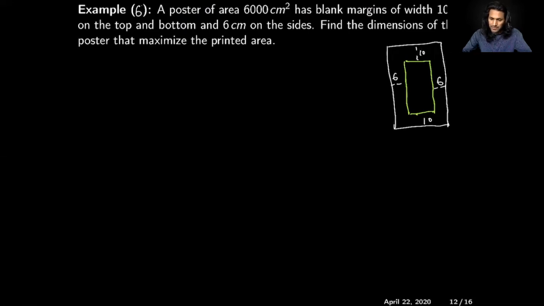So let's define some notation. I can fix x as the length and y as the width of my poster. Then the width of the printing area will be x minus 12, because we took 6 units from each side, and the length will be y minus 20. So the situation of the printing area is that the length is x minus 12 and the width is y minus 20.